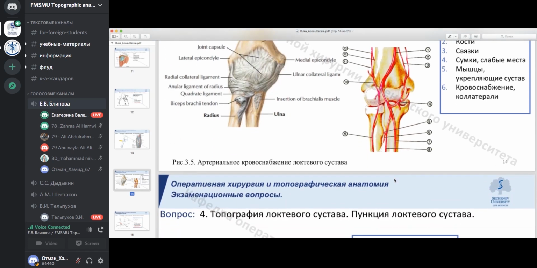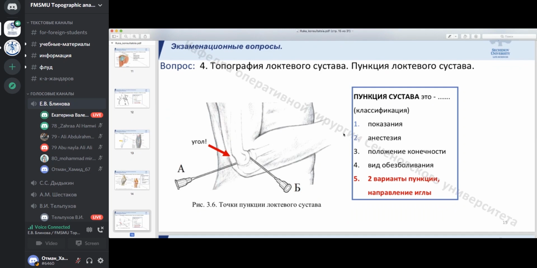I think in the previous semester you answered this question and had the picture in your workbook. The puncture of the elbow joint: puncture means putting the needle inside the joint cavity. Indications: inflammation, arthritis, blood inside the joint, hemarthrosis, or a destructive condition, osteoarthrosis. Anesthesia: local anesthesia. Position of the upper limb.